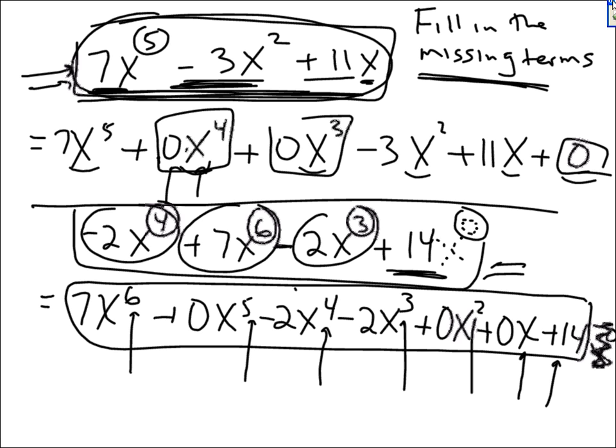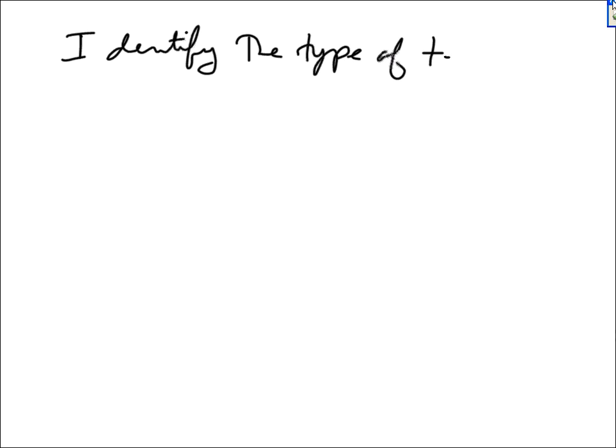Now, the next thing we're going to talk about, you want to lead up to adding polynomials and subtracting polynomials. So the next thing we're going to talk about is how to identify the type of terms. What type are terms? Identify the type of term. And this is very, very simple as long as you remember the rule I'm telling you.